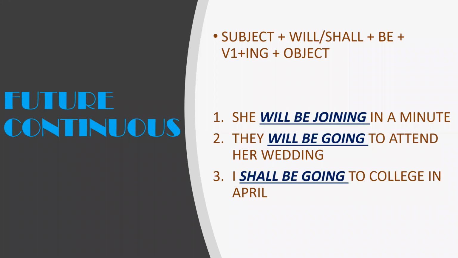Then comes future continuous. Same syntax, just the addition of will and shall. And be also. See, here it becomes a bit tricky. फ्यूचर कॉन्टिन्यूस टेंस के अंदर you have to use be also. She will be joining in a minute. The concept of be wasn't there in present and past tense, but future tense के अंदर it is compulsory to use be, otherwise आपका sentence wrong हो जाएगा.